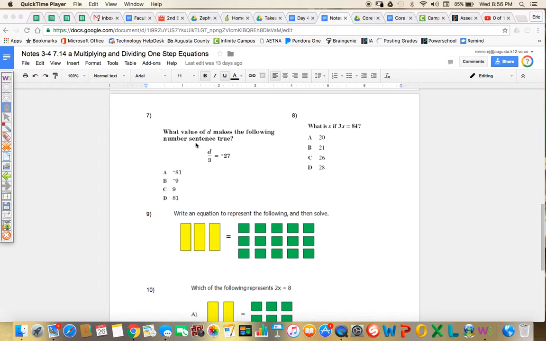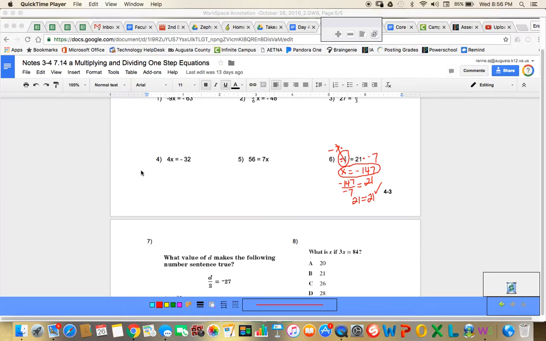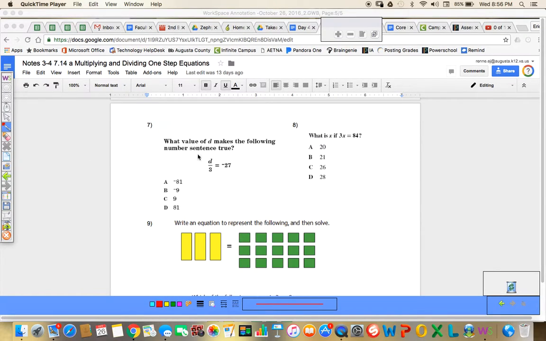So here we have number 7. It says, what value of d makes the following number sentence true? So we have d divided by 3 equals negative 27. So we see that this is a division equation. So the opposite of division is multiplication. So we're going to multiply both sides by 3.